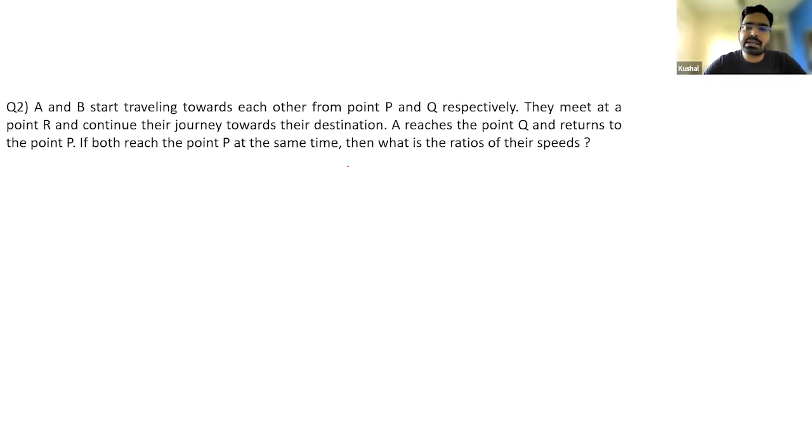Again, it is not a very, very difficult question, but once again, I want you to pay attention to figuring out what is constant in the question. If you do that, then the question becomes a lot easier. A and B start traveling towards each other from the points P and Q respectively. So you have a point P, you have a point Q, and A and B start traveling towards each other. A is traveling in this direction, B is traveling in this direction. They meet at a point R. Suppose they're meeting at some point over here, R, and they continue their journey towards their destinations.